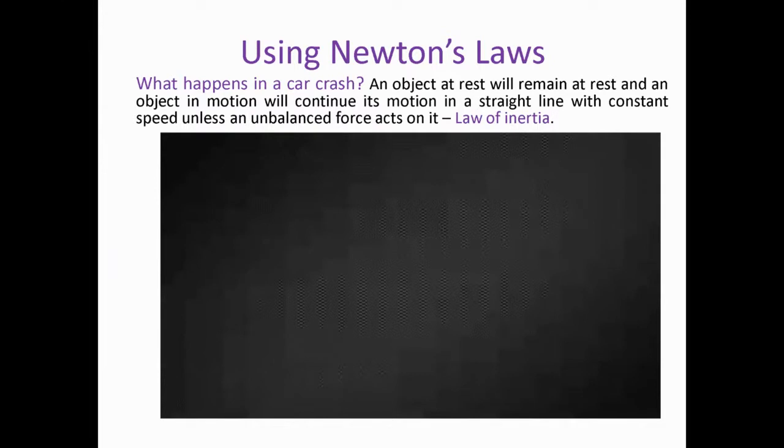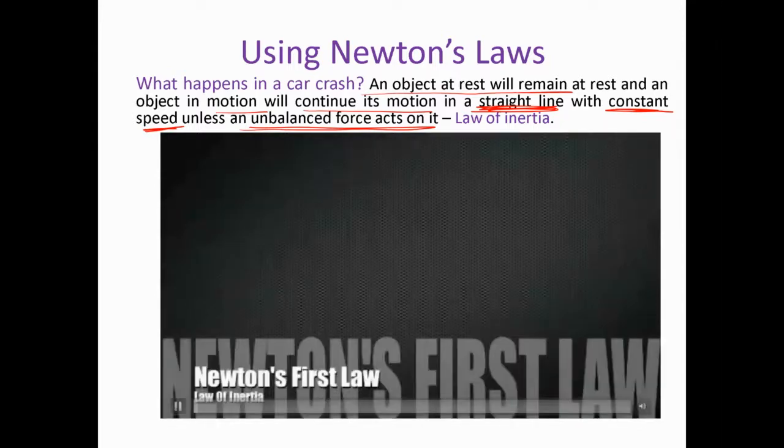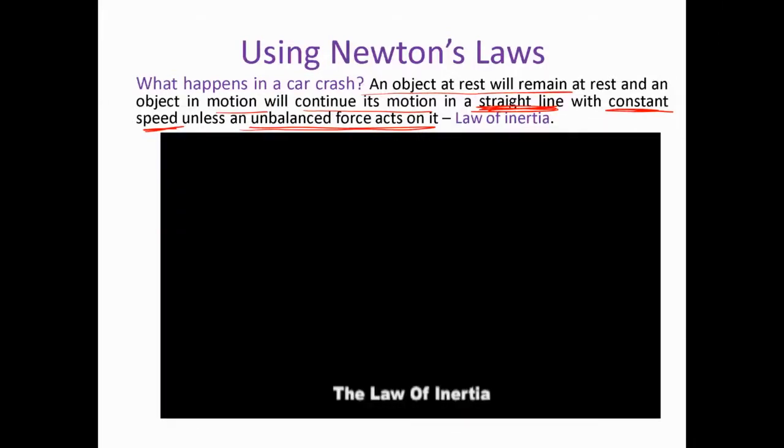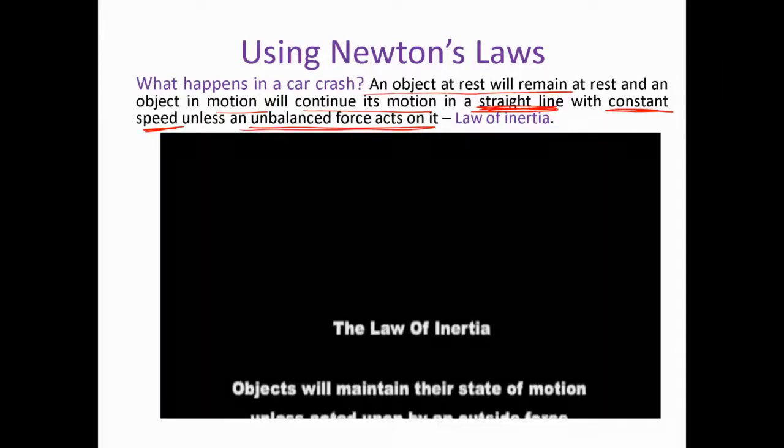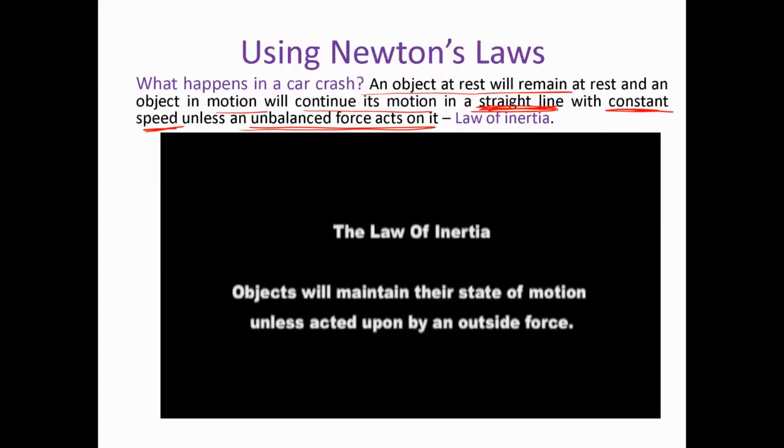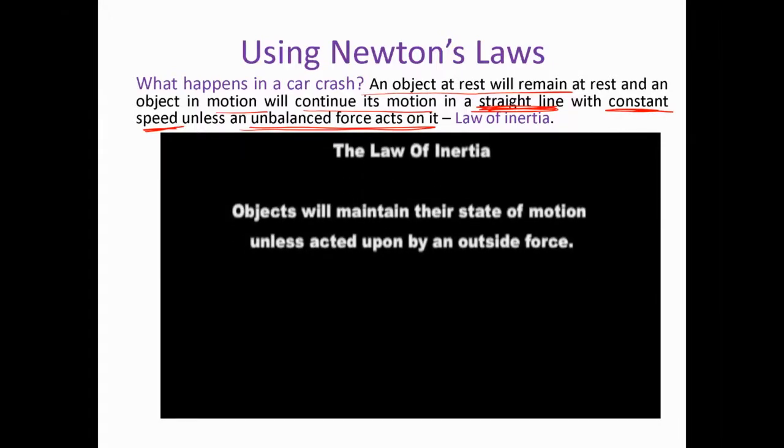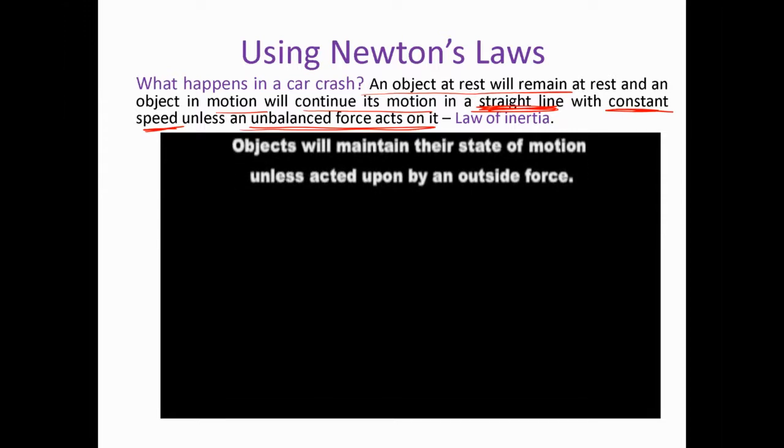So Newton's first law says what? An object at rest will remain at rest, and an object in motion continues its motion in a straight line with constant speed, unless an unbalanced force acts on it. So this is Newton's first law. So let's see this video and look at a car while crashing. What happens to the occupants or the passengers inside? Okay. So this is the law of inertia, Newton's law.